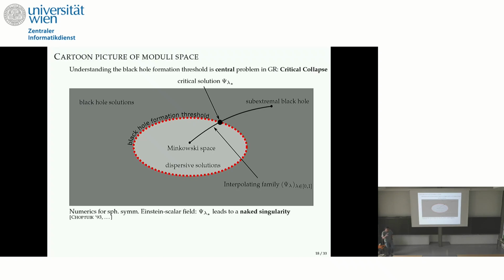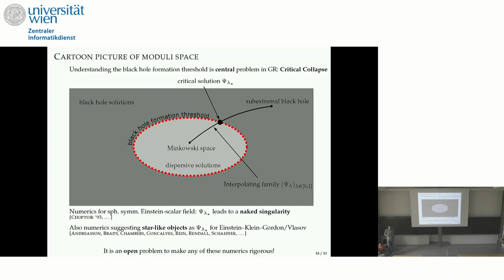There has been lots of work also by Carsten, and many people have confirmed this prediction in different contexts as well. If you allow for matter models, for instance Einstein-Klein-Gordon or Einstein-Vlasov models, it has also been observed that certain star-like objects, stationary solutions, live on that threshold. These are all numerical works, and it's a fundamental and, I think, very interesting open problem to make any of those numerics rigorous. And in fact, you can also entertain those questions for different dispersive equations. I think it's also a very interesting and very difficult problem.